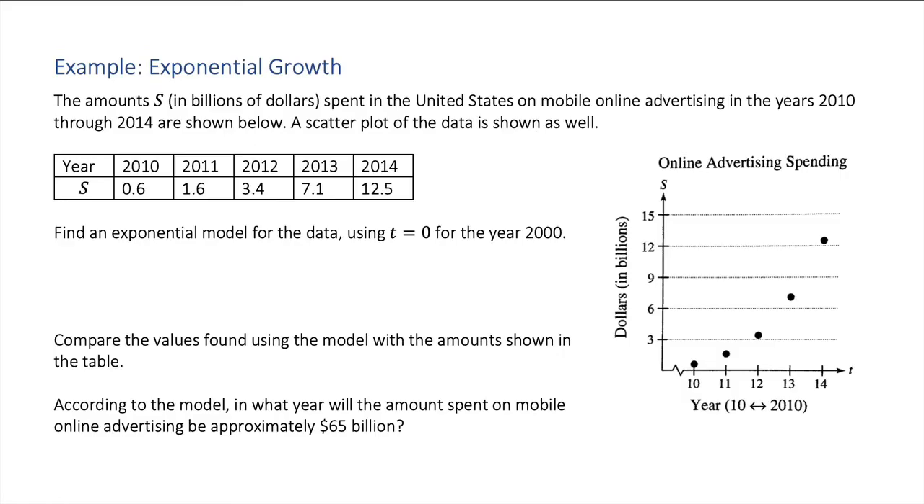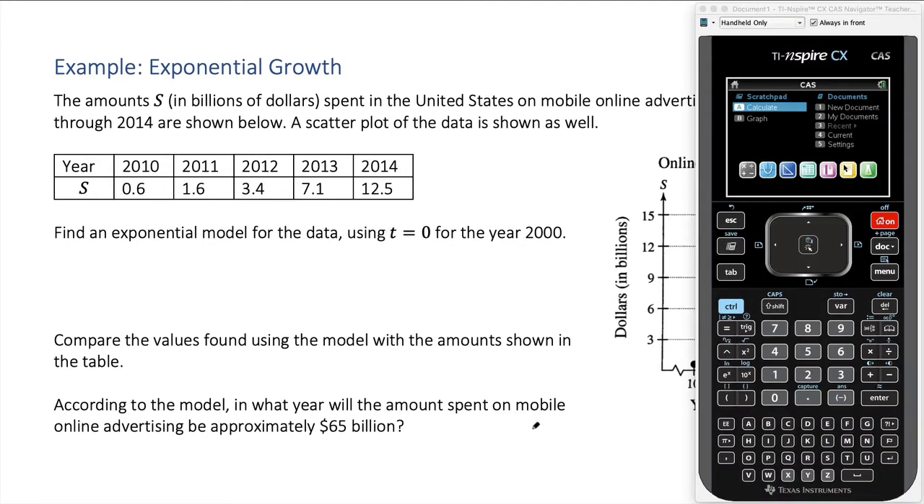So looking here at an example, the amount S in billions of dollars spent in the United States on mobile online advertising in the years 2010 through 2014 are shown below. A scatter plot of the data is shown as well. We would like to find an exponential model for this data using t equals 0 for the year 2000. We're going to use our calculator to do this. We're going to do a regression model with this data here.